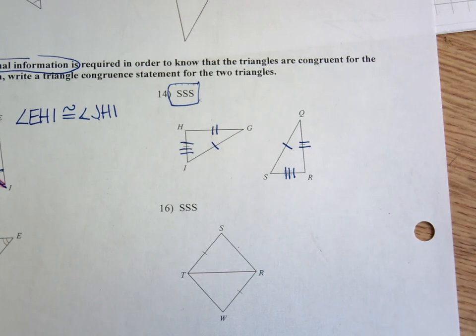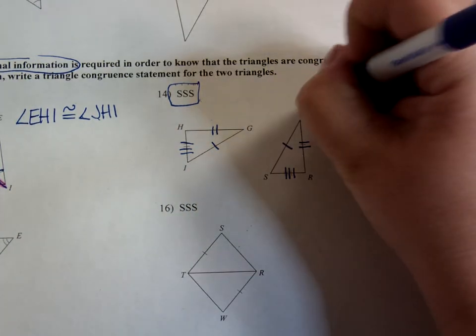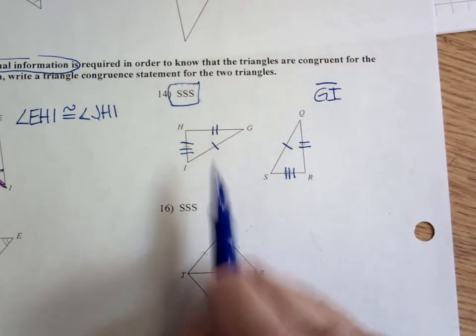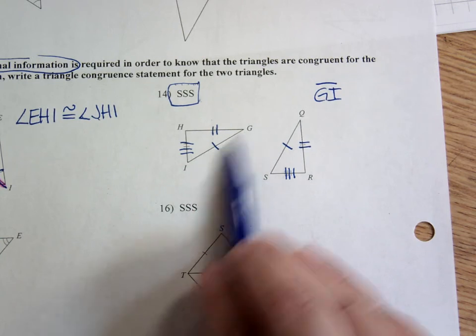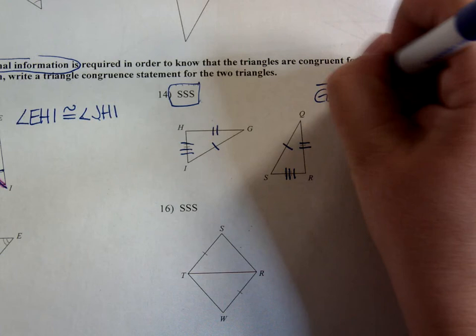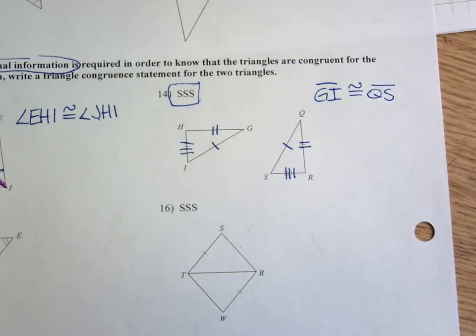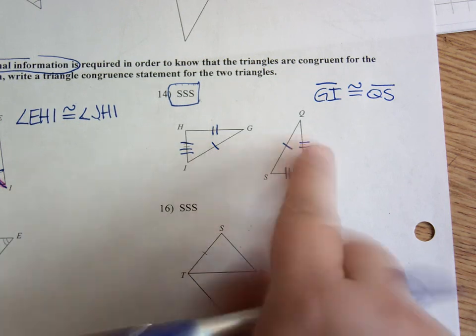Now I'd like to get the order right when I do that. So if I say GI, I'm starting on the side where the 1 mark and the 2 mark meet. So I'm going to go up here and start with QS and say GI is congruent to QS. If I started with IJ, I would say IG, I would say SQ. Now I didn't actually go back and finish the entire problem for either one of these, so let's go back and do it for this.